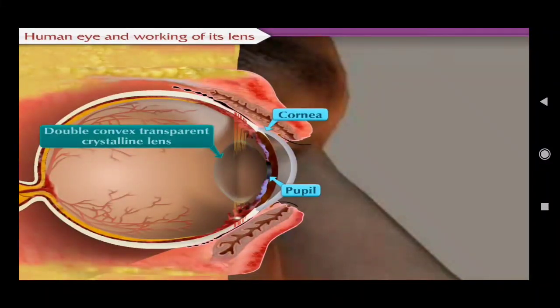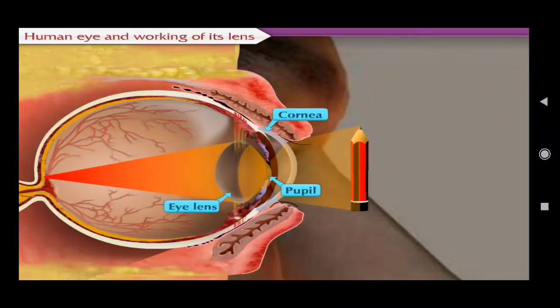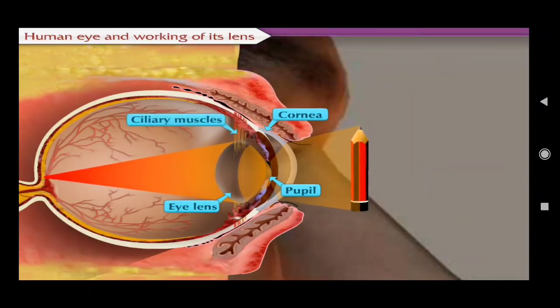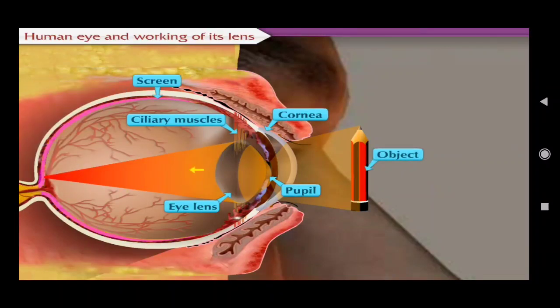There is a double convex transparent crystalline lens just behind the pupil. The lens provides small adjustments of the focal length to focus the image. The focal length of the eye lens can be changed by changing its shape by the action of ciliary muscles. The eye lens creates a real and inverted image of an object on the screen inside the eye. This screen is behind the eye lens and at the back part of the eye.